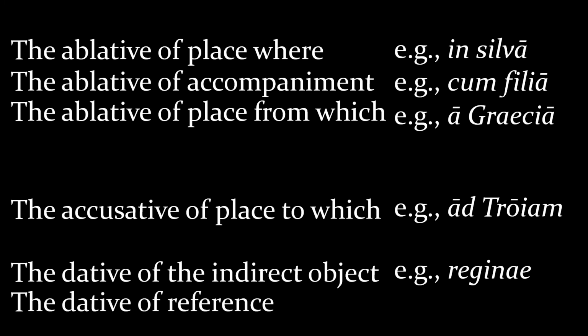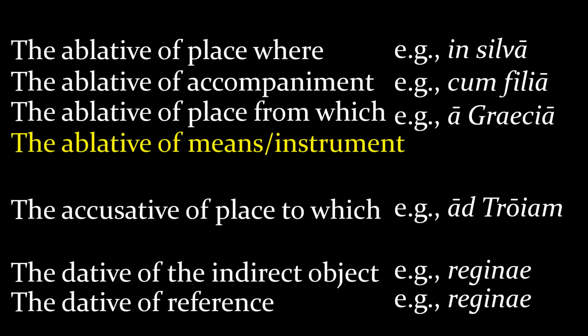And we've also had the dative of reference, which talks about to whose advantage or disadvantage something is done. So reginae could also be for the queen's advantage. Like I'm doing something for the queen. In this video, I'm going to talk about the ablative of means or instrument.